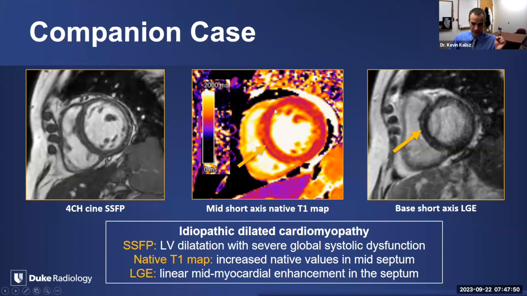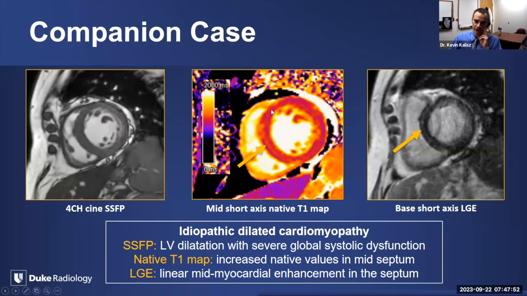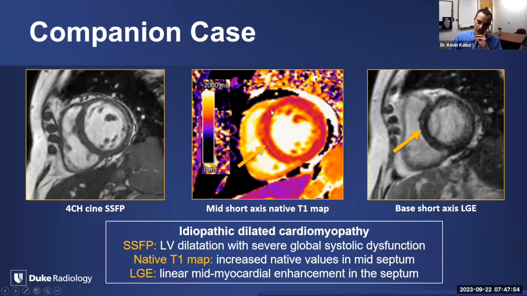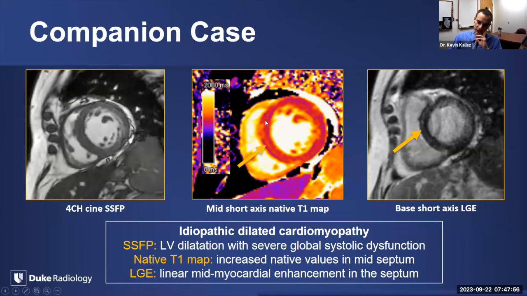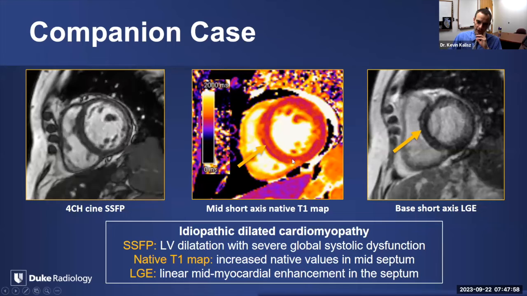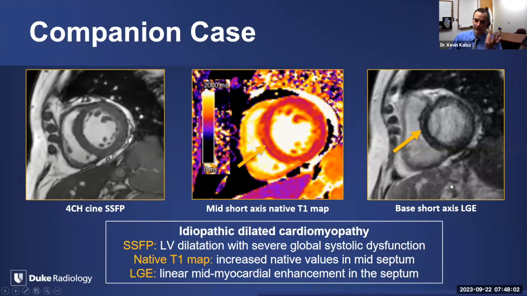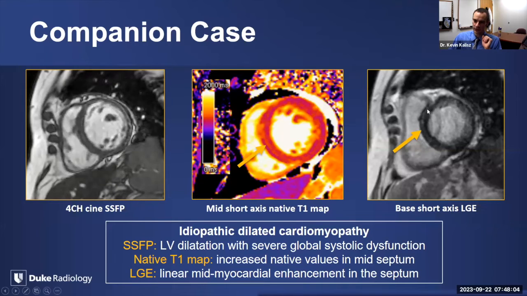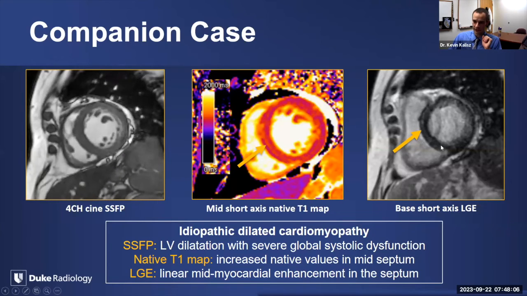If for whatever reason the patient couldn't get contrast or did not want to get contrast, you can see an analogous finding here, where you can see, in a somewhat linear mid-myocardial distribution, elevated native T1 times on this color-coded map. And again, same findings here on the LGE: thin, linear, mid-myocardial delayed enhancement within the septum.